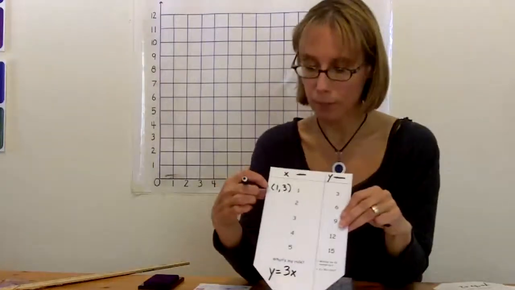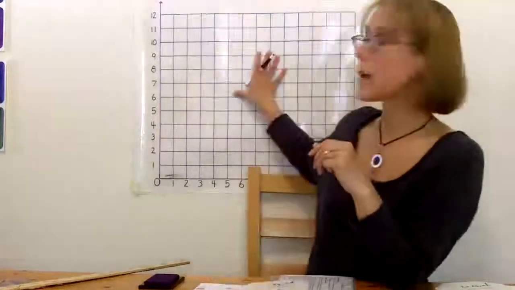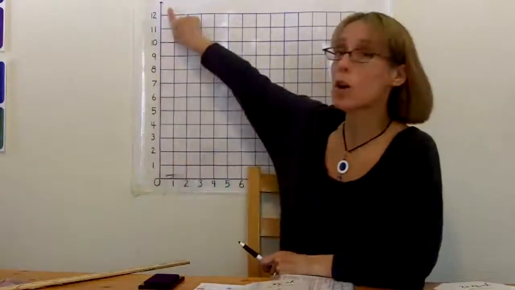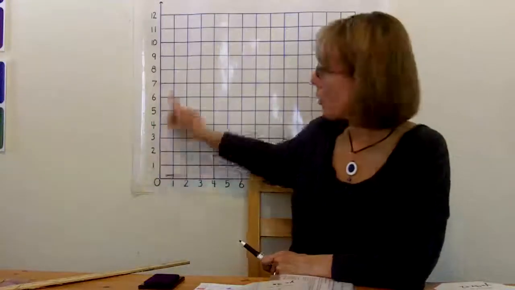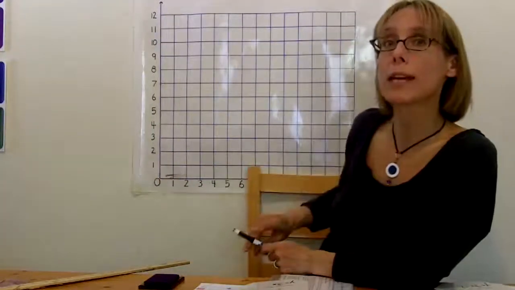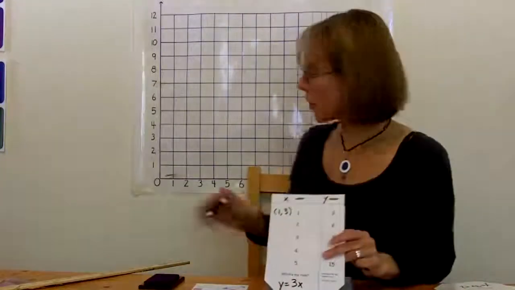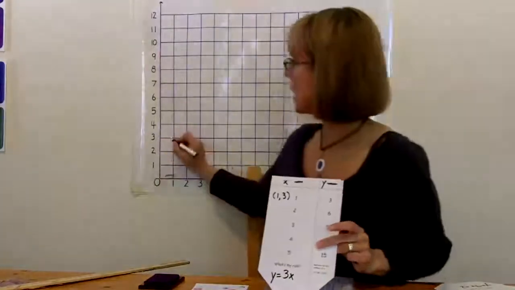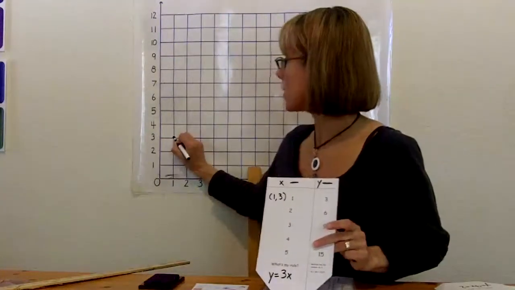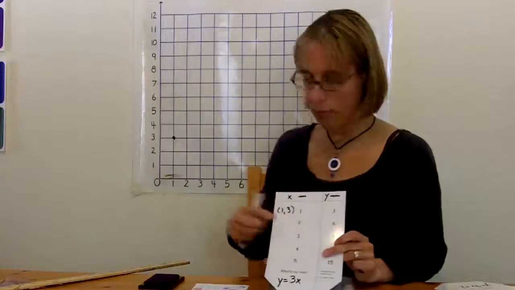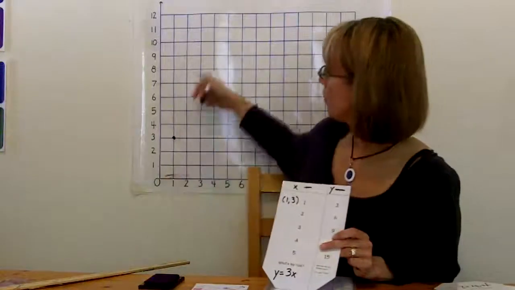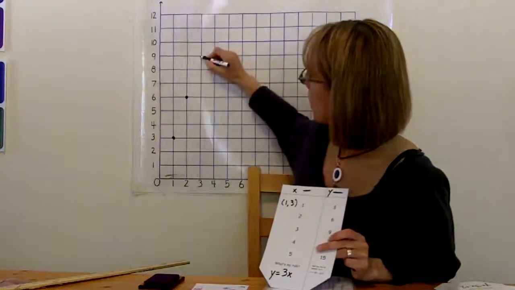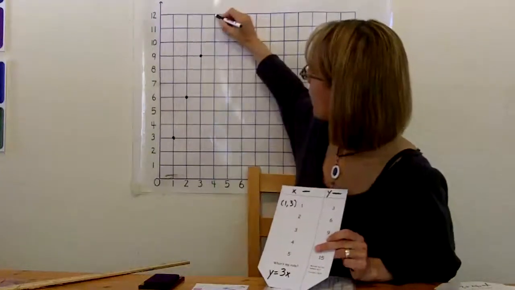Okay, so you've got your 1, 3, and I've got my coordinate grid up here. This axis here is called the y-axis, the vertical, and the horizontal is called your x-axis. So I'm going to plot 1, 3. I'm going to start at the 0, which is the origin. I'm going to go over 1, and I'm going to go up 3, and I'm going to plot my point right there. And then my next ordered pair would be 2, 6. So I would go over 2 and up 6, and then I would go over 3 and up 9, and over 4 and up 12.